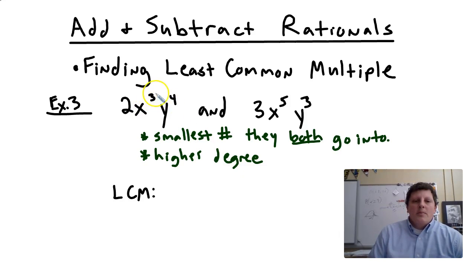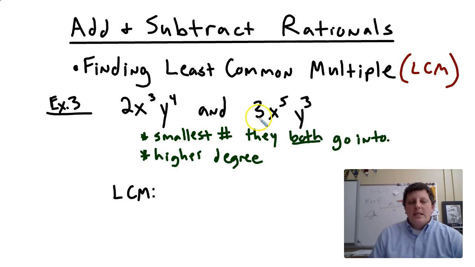If I have a monomial in the denominator, then the rule is to find the least common multiple, which we call the LCM. You want to take the smallest number that they both go into, okay? So 3 goes into 3 and 6 and 9 and 12 and 15 and on and on. The smallest number that is a multiple of 3 that 2 also divides into is 6.